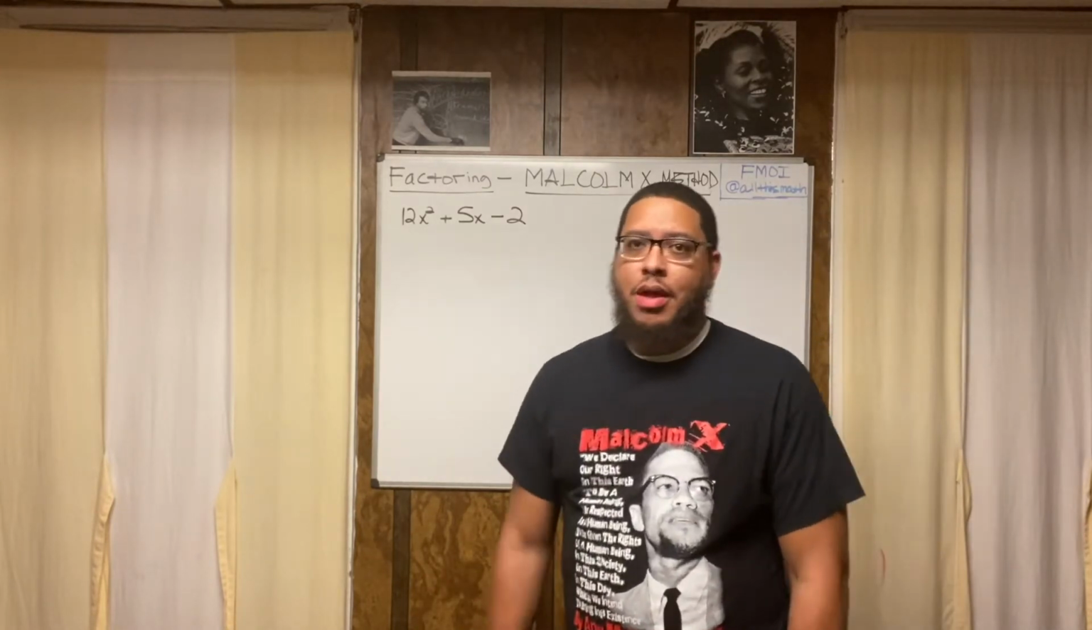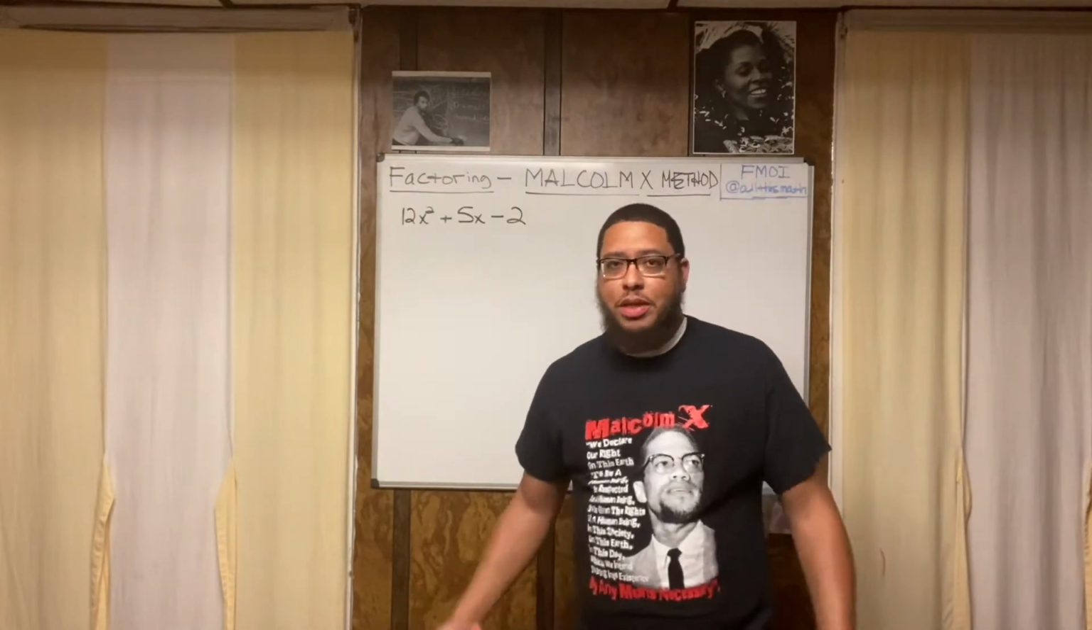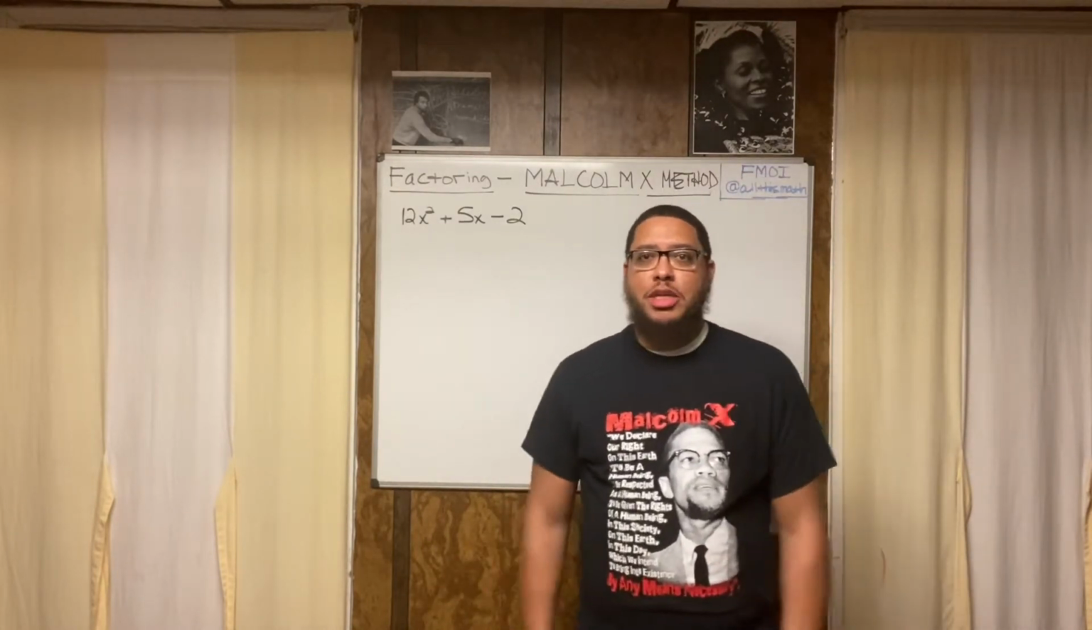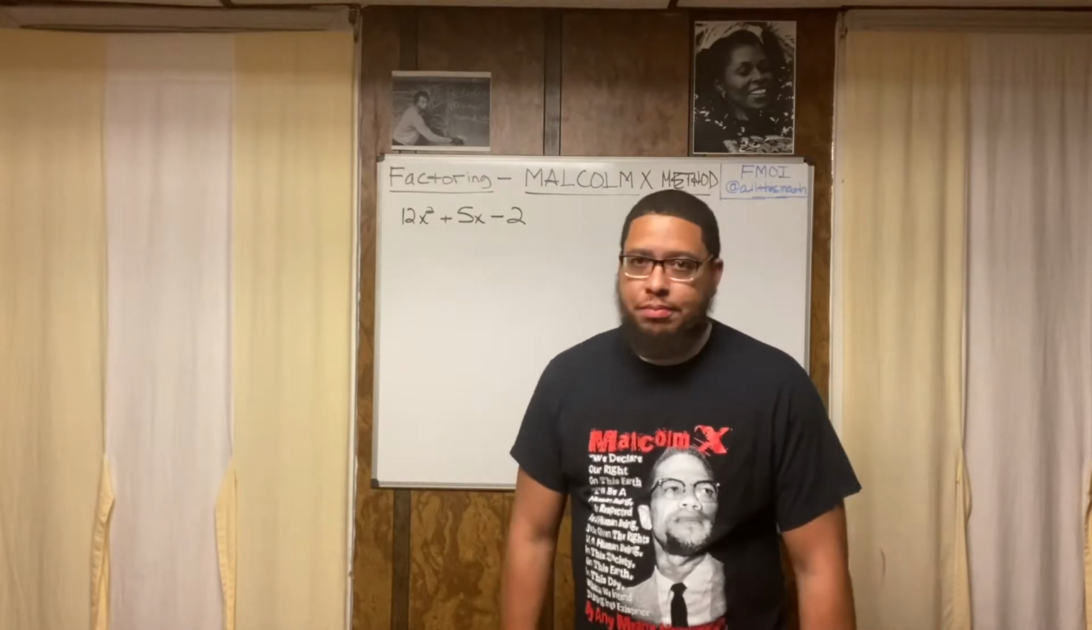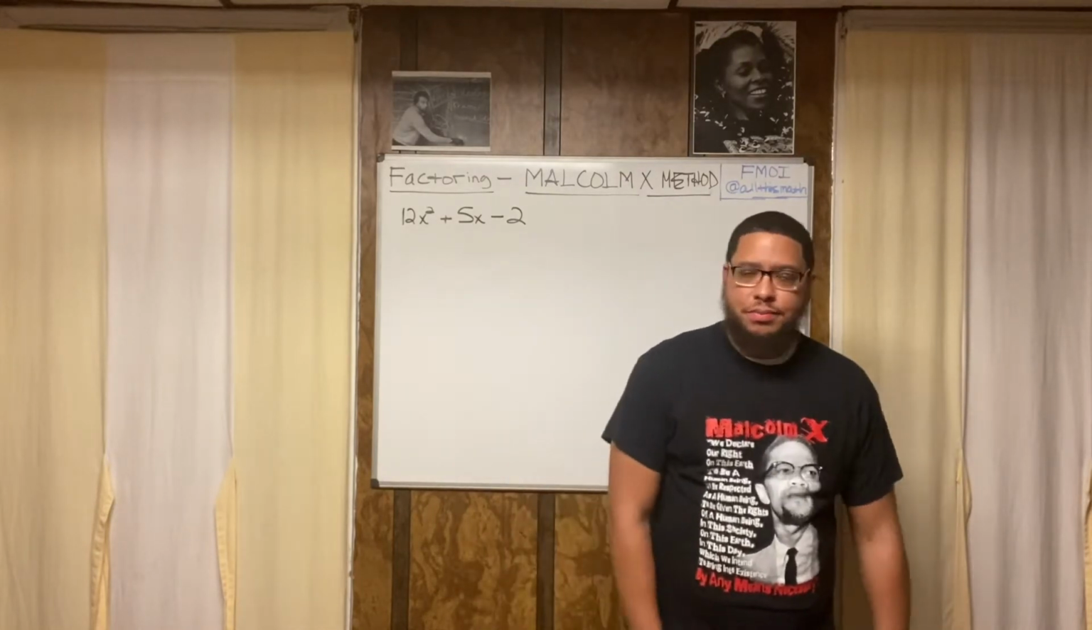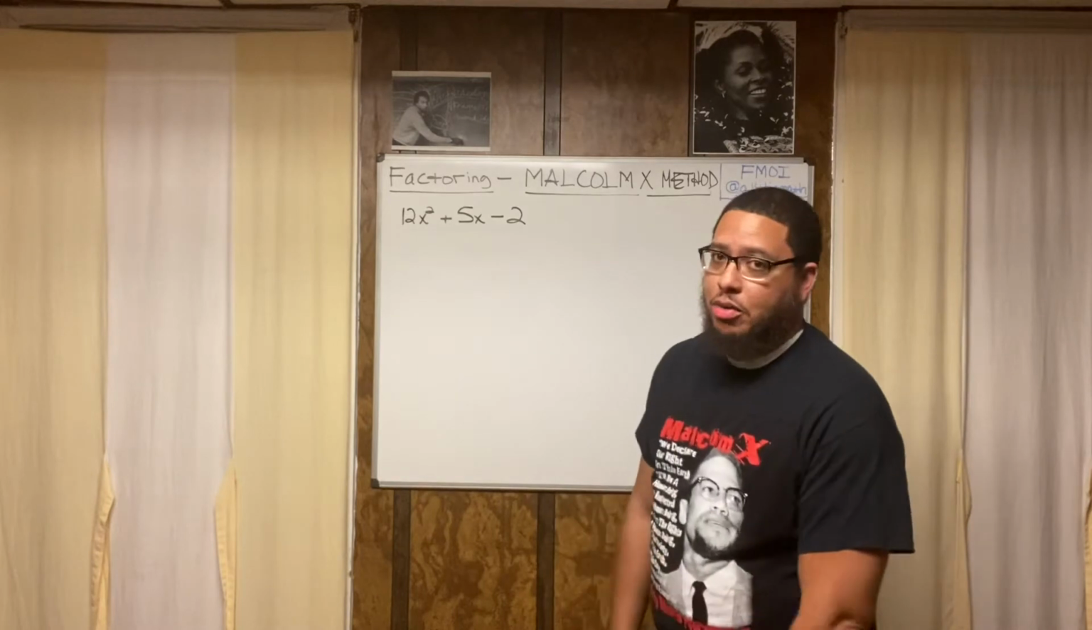Why not? I mean, if the Greeks and the Europeans can decide to call a squared plus b squared equals c squared the Pythagorean theorem, what's stopping us? So let's get into the Malcolm X method.